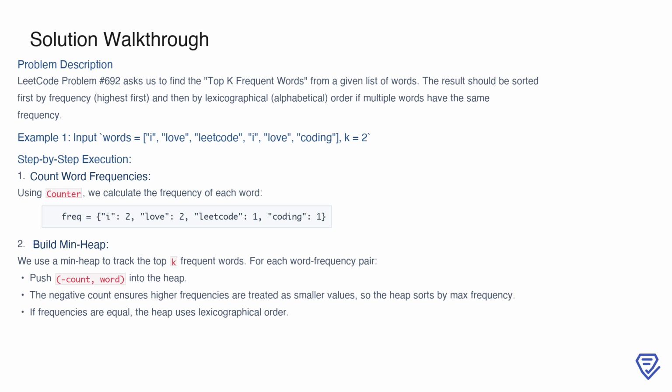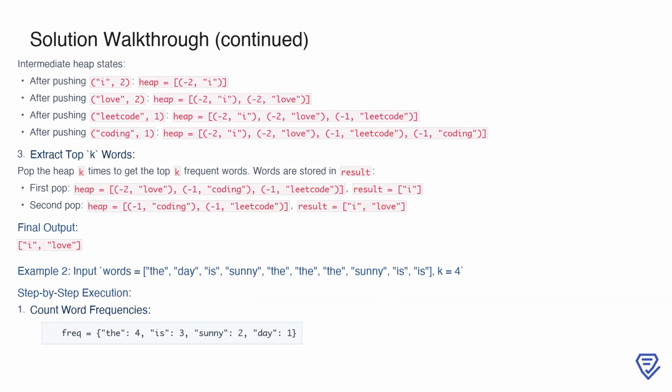If two words share the same frequency, the heap will order them alphabetically because strings are naturally compared lexicographically in Python. As we build the heap, let's look at the intermediate states. After pushing the pair for the word I with a frequency of 2, the heap contains one element, -2, I. Then, we add love, which also has a frequency of 2, and the heap becomes -2, I, -2, love. Adding LeetCode with a frequency of 1 updates the heap to -2, I, -2, love, -1, LeetCode. Finally, after adding coding with a frequency of 1, the heap holds -2, I, -2, love, -1, LeetCode, -1, coding.